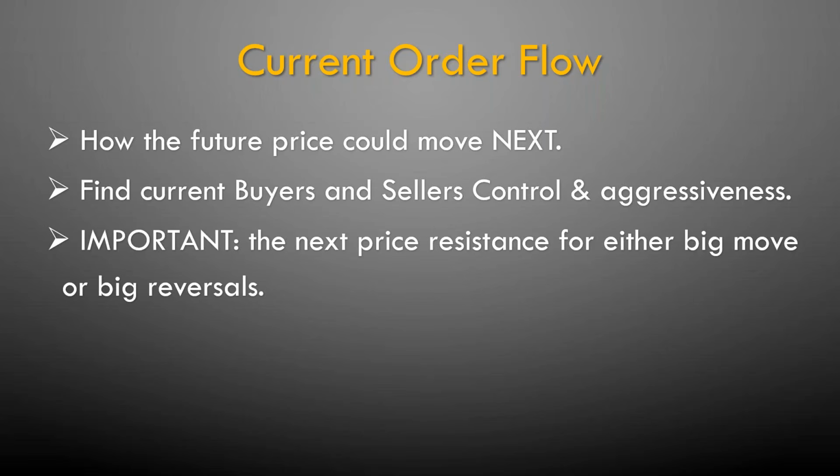So, like I said, the current order flow is what is going to show you the future price action, where the price could move. And also, the most important part that I'm going to show you soon on the screen: something called buyers and sellers control and aggressiveness. This is what is going to decide your trade entry. This is what I'm going to teach you today: how to find buyers control and sellers control, and how it's shifting, who is aggressive, so that we can join them.